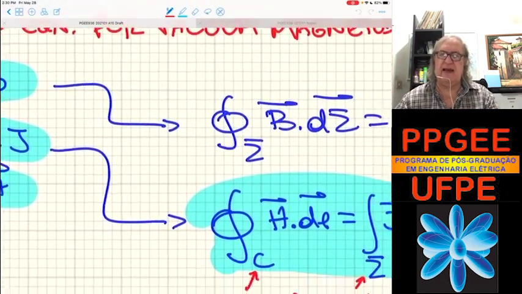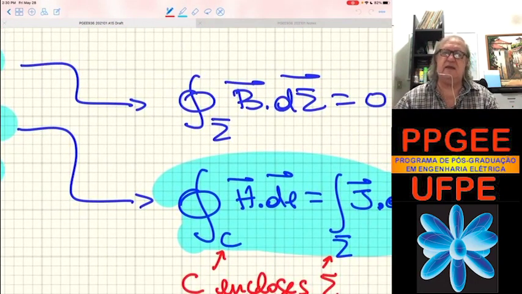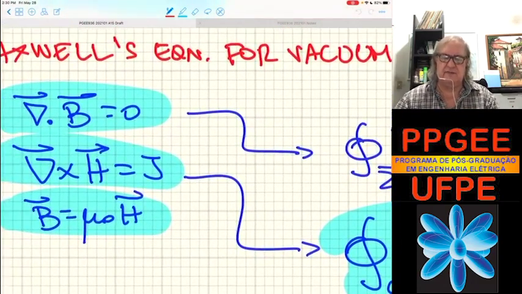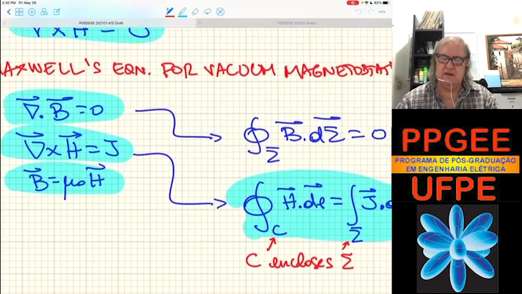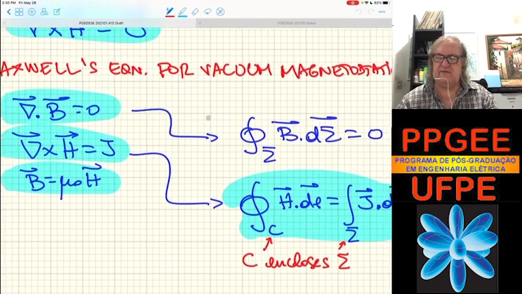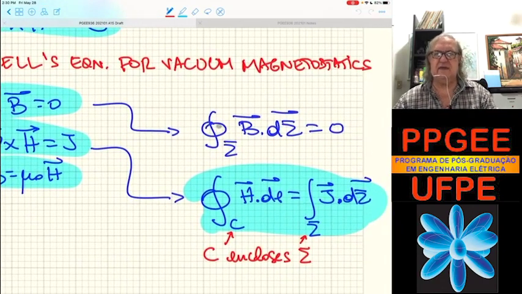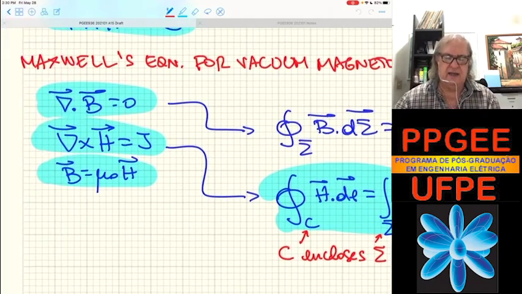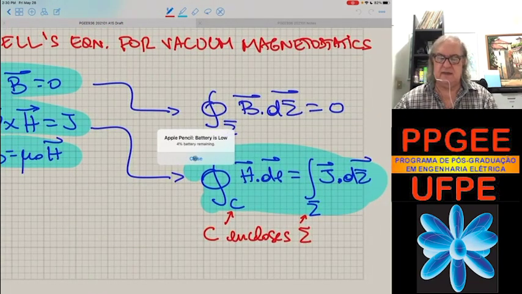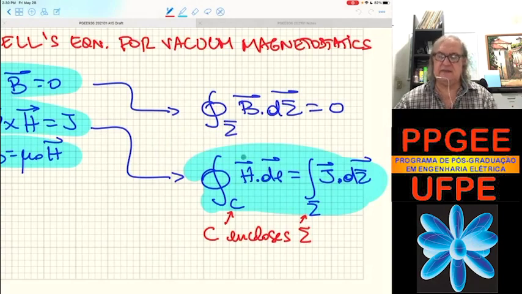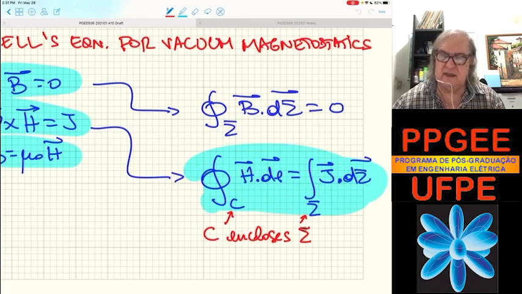So if we apply our well-known integral theorems, we obtain integral relations. One is from the divergence of the field equals 0, which means that the net flux outwards or inwards of a closed surface is always 0. There's no magnetic charge involved. And the other one is Stokes' theorem, which yields this relationship: the circulation of H is not 0, but equals the total current that is enclosed by the loop. The loop C encloses the area sigma. We are going to explore this concept a little further in the next lecture.